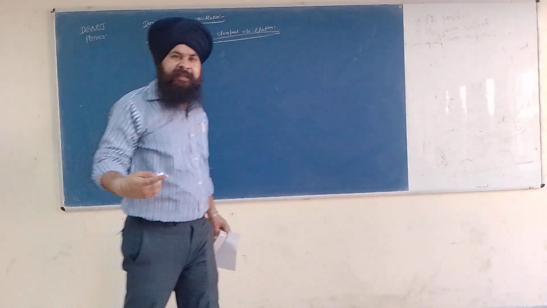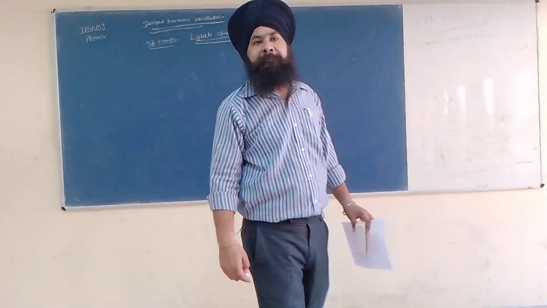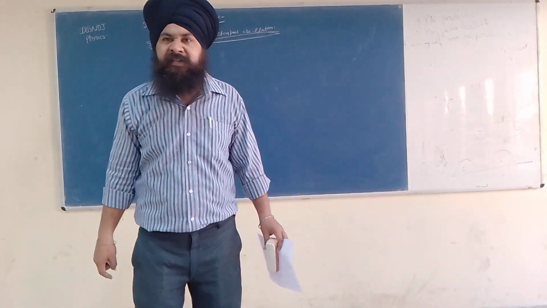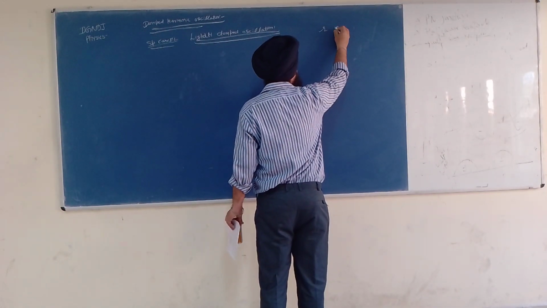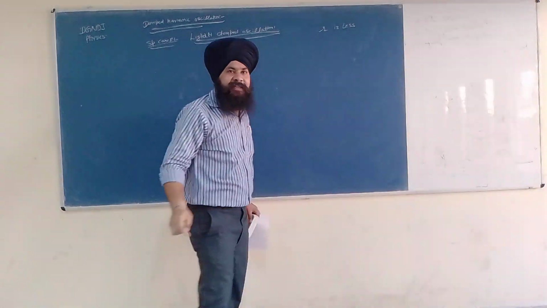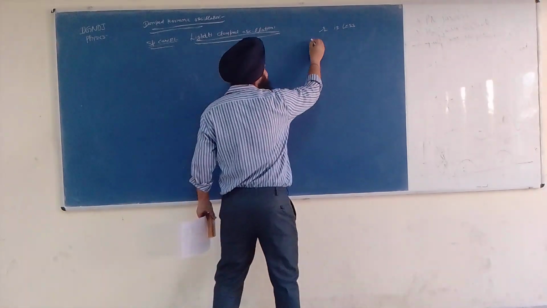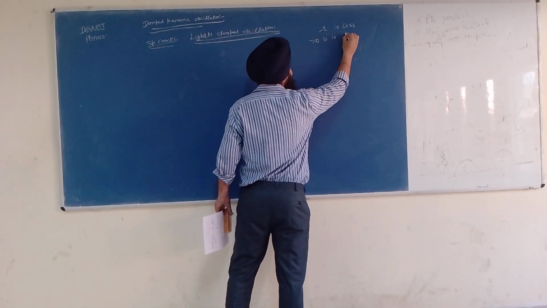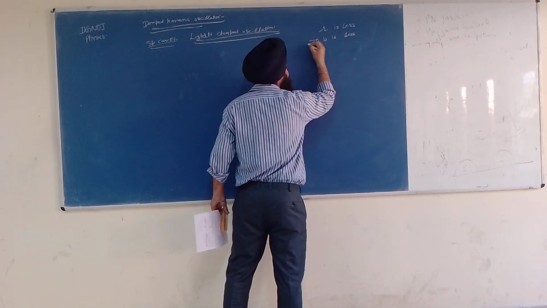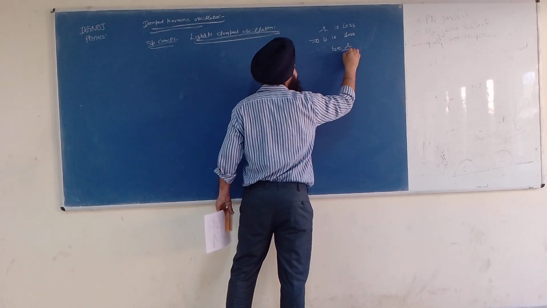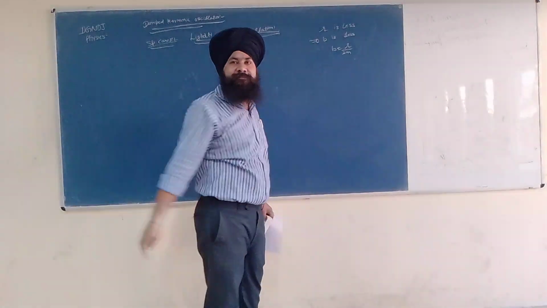Okay. Lightly damped means damping is less. And what is damping? Damping means a resistive force. Resistive force is less, so it means R is less. R is less means B is less, because B is equal to R by 2. If R is less, then B is less.